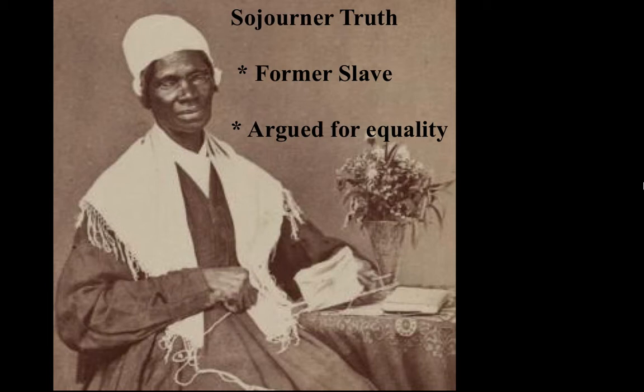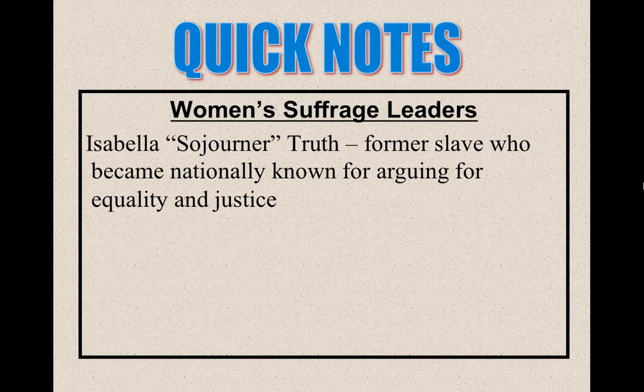Now we're going to look at a few specific individuals involved in the women's suffrage movement, and Sojourner Truth is a major one. She was a former slave, and she argued for equality, and she's nationally famous with her perspective on life because, of course, being a former slave and arguing for women's rights, she's got an angle that really resonates, especially in the North.